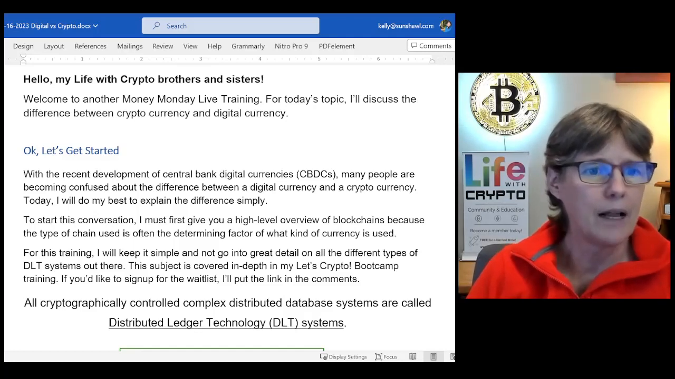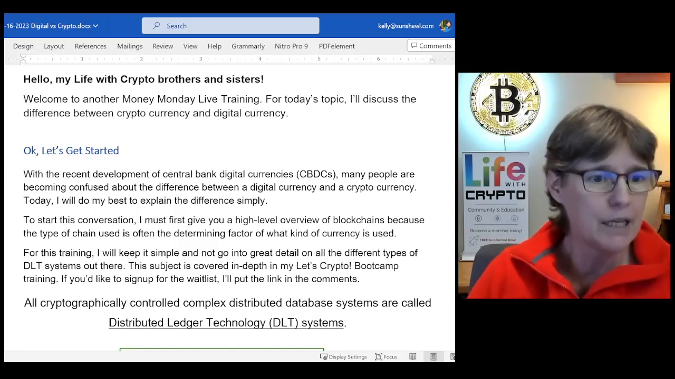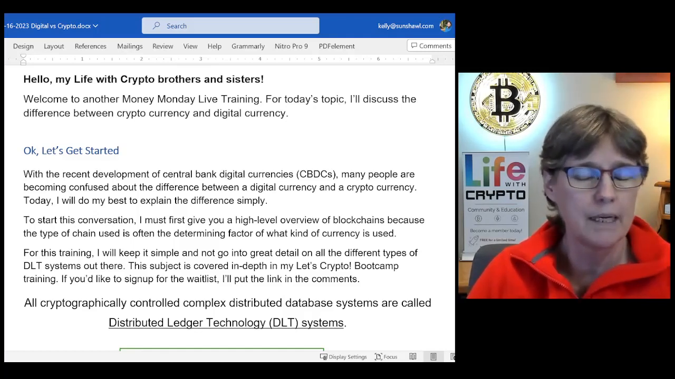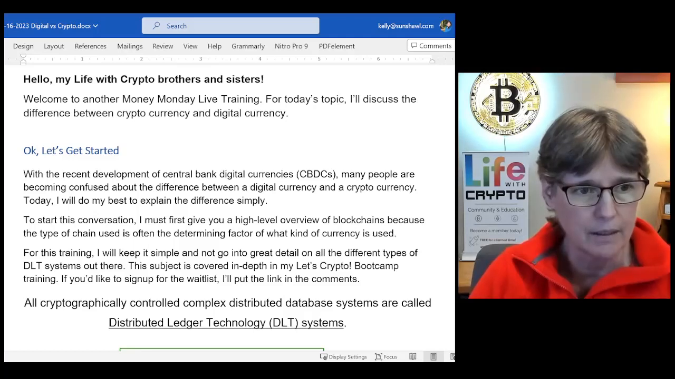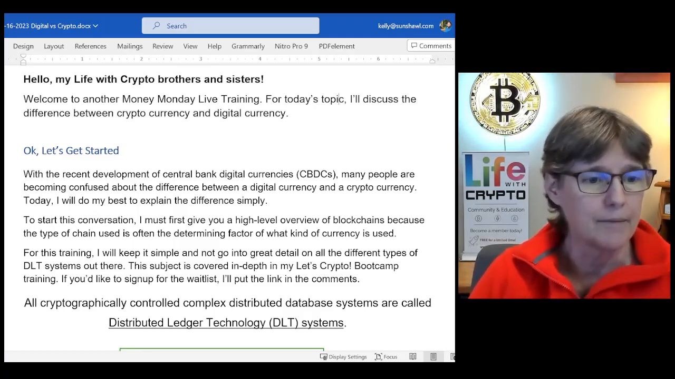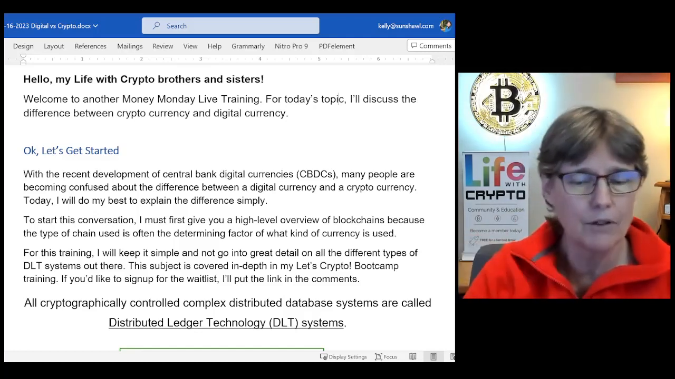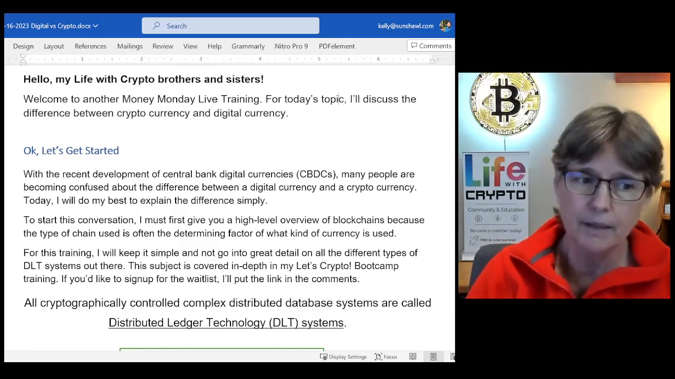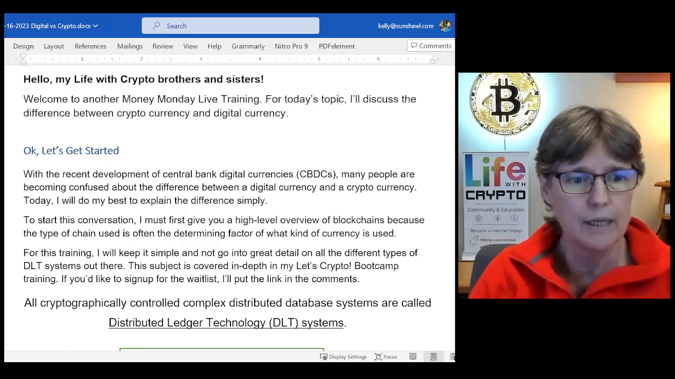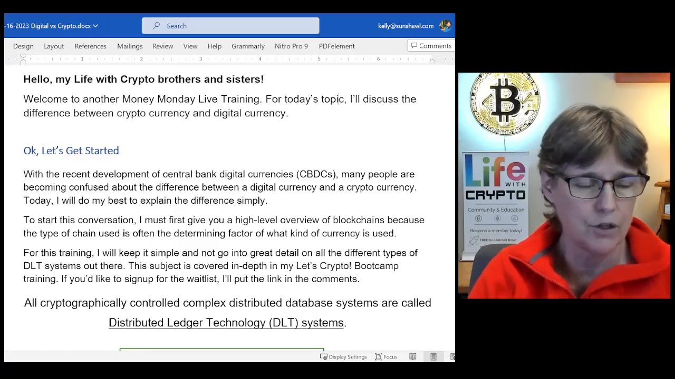So with the recent development of central bank digital currencies, also known as CBDCs, many people are becoming confused about the difference between a digital currency and a cryptocurrency. Today, I'll do my best to explain the difference simply. To start this conversation, I must first give you a high-level overview of blockchains, because the type of chain used is often the determining factor of what kind of currency is used.